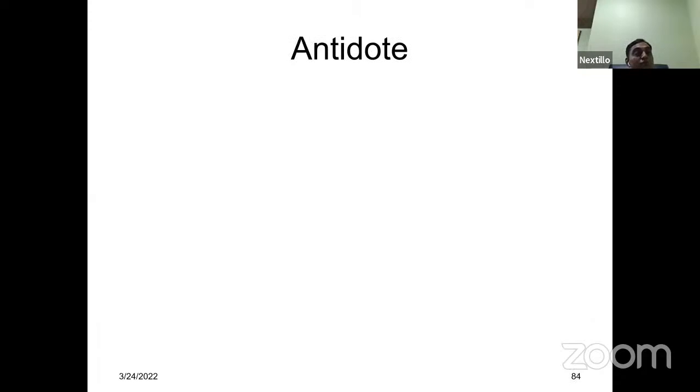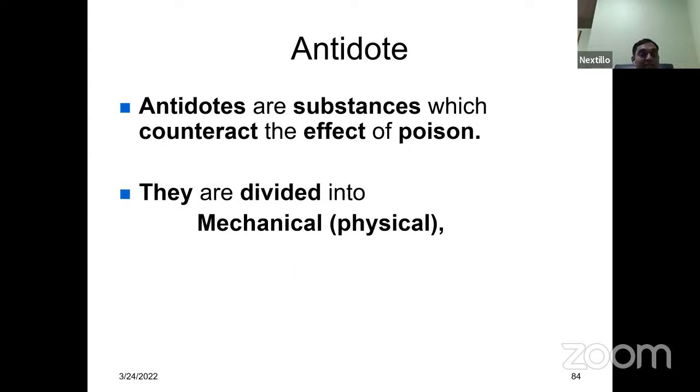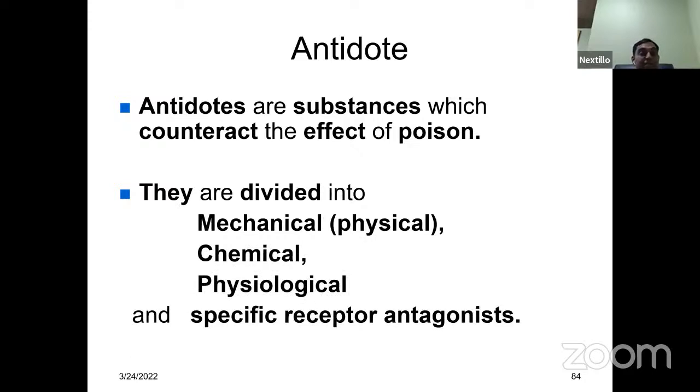Antidotes: many times we use antidotes, which are substances that counteract the effect of poisons. We have to give these antidotes in specific chemical exposures to counteract the effect of the poisons. They are divided into mechanical or physical antidotes, chemical antidotes, physiological antidotes, and specific receptor antagonists. We have to understand these four important types of antidotes.